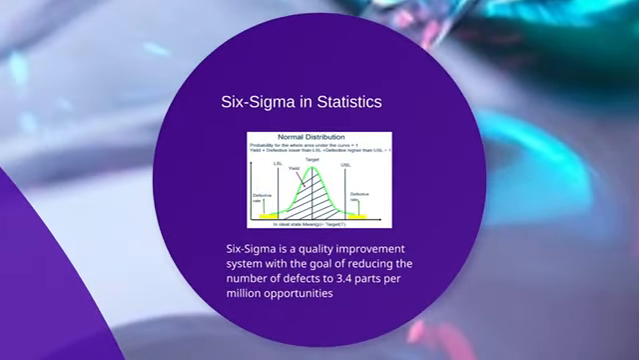In statistics, Six Sigma is a quality improvement system with the goal of reducing the number of defects to 3.4 parts per million opportunities. Sigma itself is a Greek letter, and it's a statistical unit of measurement used to describe population standard deviation. So it tests the distribution of the data around the mean. As we can see here in the normal distribution curve, which is a bell-shaped curve, the mean is at the center, at the peak of the curve.